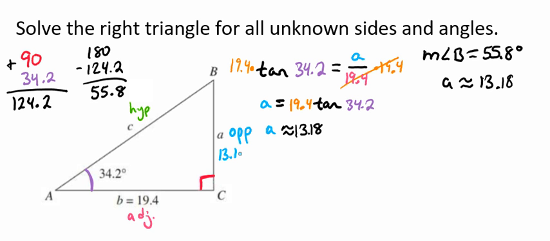And now we have a choice. We can either use Pythagorean's theorem to solve for our hypotenuse, or we can use a cosine. Let's go ahead and use Pythagorean's theorem. So in Pythagorean's theorem, we have a squared plus b squared equals c squared.